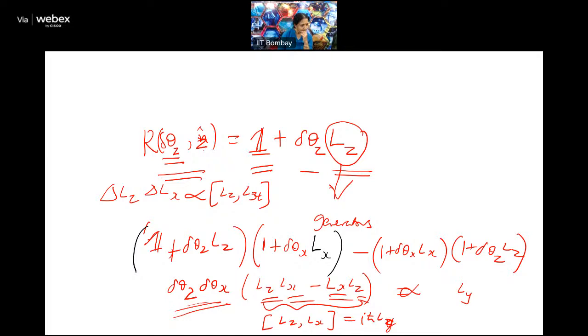Someone asks why delta theta z and Lz act like commuting. Delta theta z is nothing but a parameter. It is not even an operator. Lz is a diagonal operator, but Lz will not commute with Lx. You will see Lz Lx is not equal to Lx Lz.